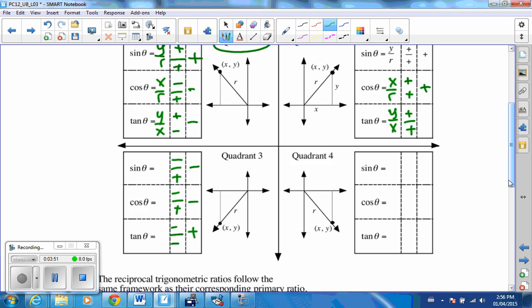Quadrant 4, the sine value is still y over r. But now this is negative over positive, so sine is negative, cosine is positive over positive, and tangent is negative over positive, negative. Because the y is still negative, but the x is now positive. That makes the tangent negative down here.